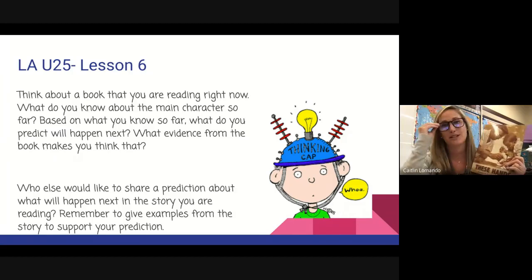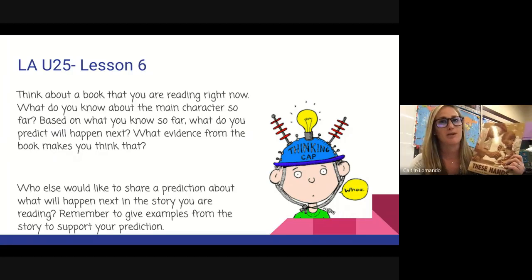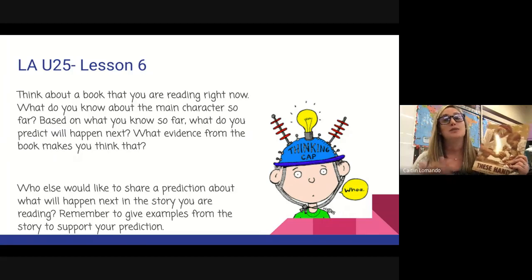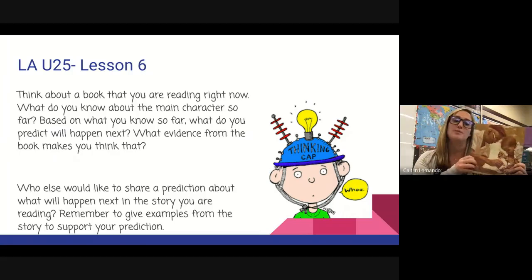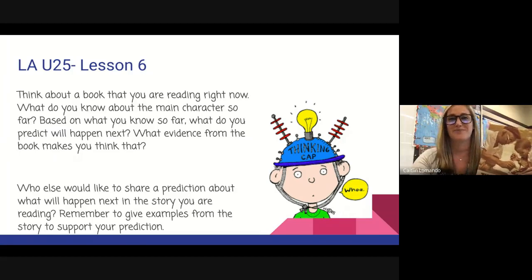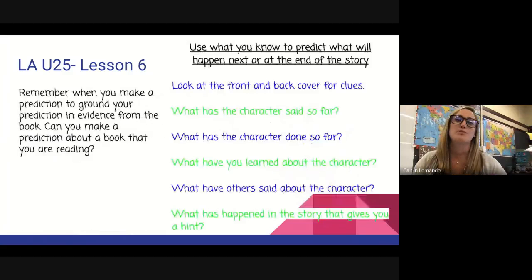I might say, I predict that Joseph's grandfather is going to continue to talk about when he was younger because he tells a story of not being allowed to bake bread in the Wonder Bread factory. You can see the difference, right? I was able to ground my prediction in the text. So remember, when you make a prediction, to ground your prediction in evidence from the book.